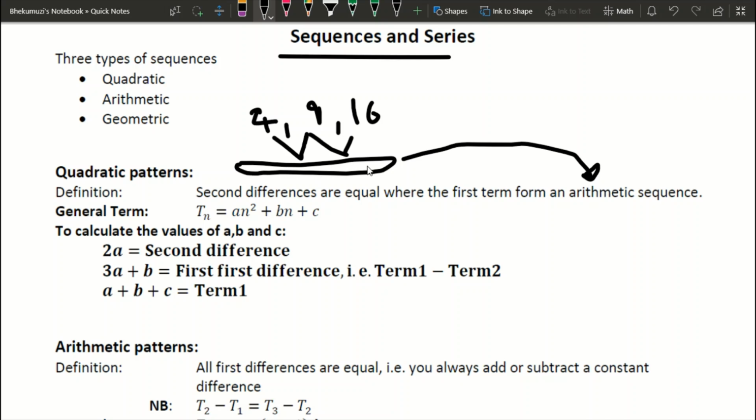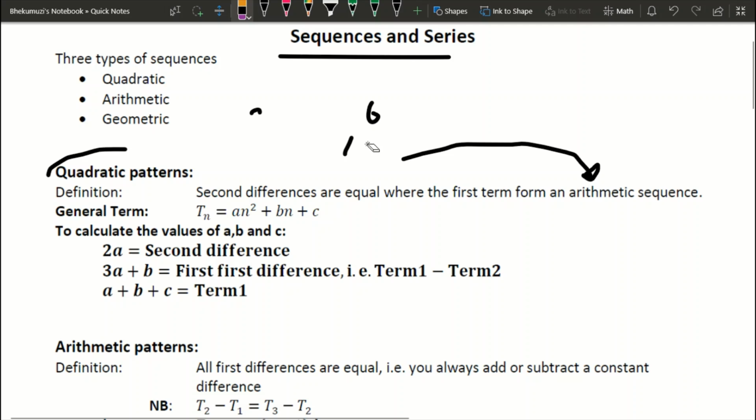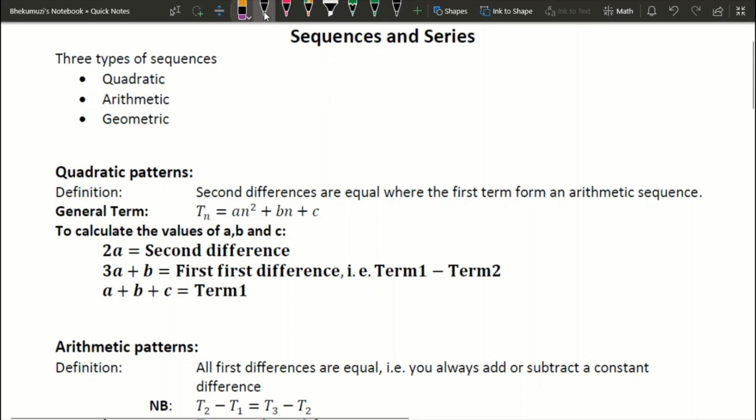But once it's still arithmetic, it's not really telling you much about the sequence itself and how to get it. So what you have to do is get the second difference. Once the second differences are equal to each other, then you know that you are working with a quadratic pattern. The general formula that you use here is T_n = an² + bn + c.